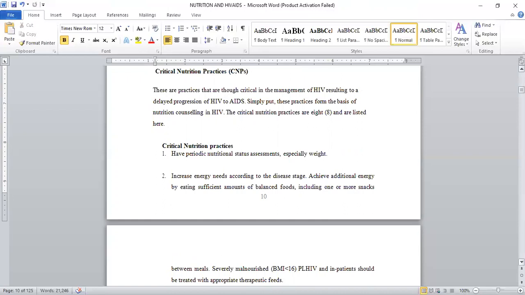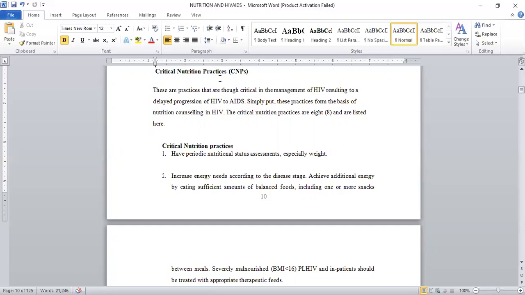Then for today, this was supposed to be discussed this week: the critical nutrition practices. So these are the key things that, when you are having a client, you must address as a nutritionist. The critical nutrition practices, CNPs. Even if you go to what is referred to as a CCC clinic, they are clearly noted.